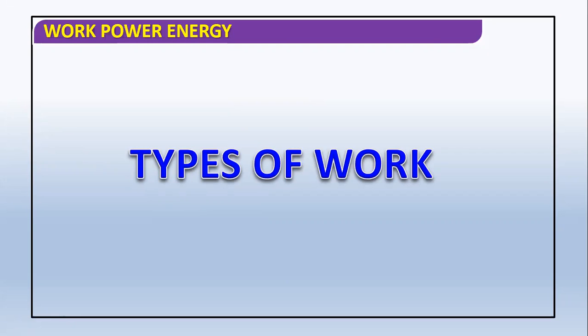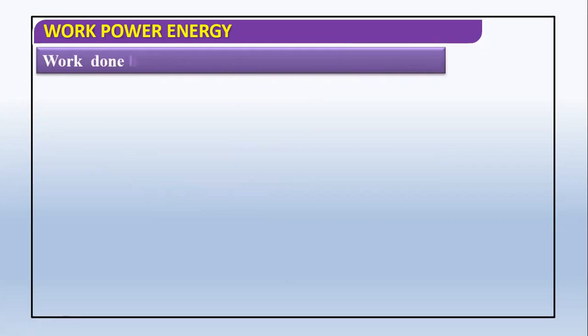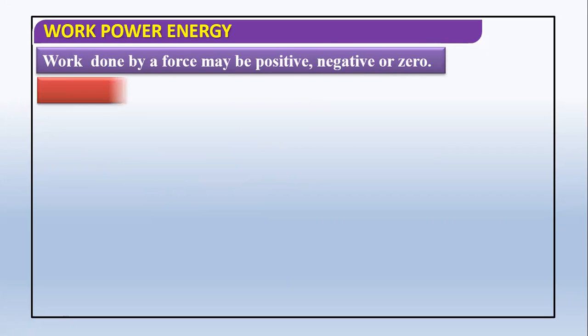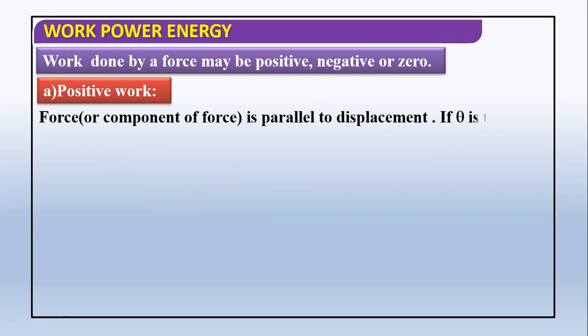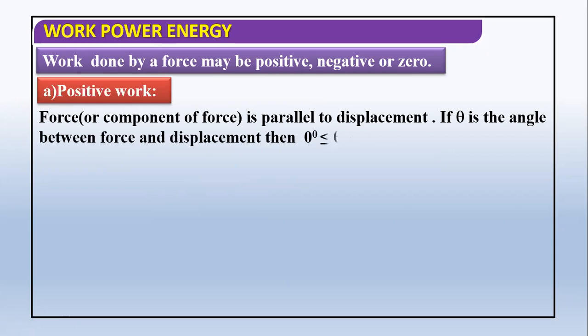Different types of work we know. So first we will see work done by a force may be positive, negative, or zero. So all the three cases we can have. So first we will discuss the positive work. In what case do we have the positive work?